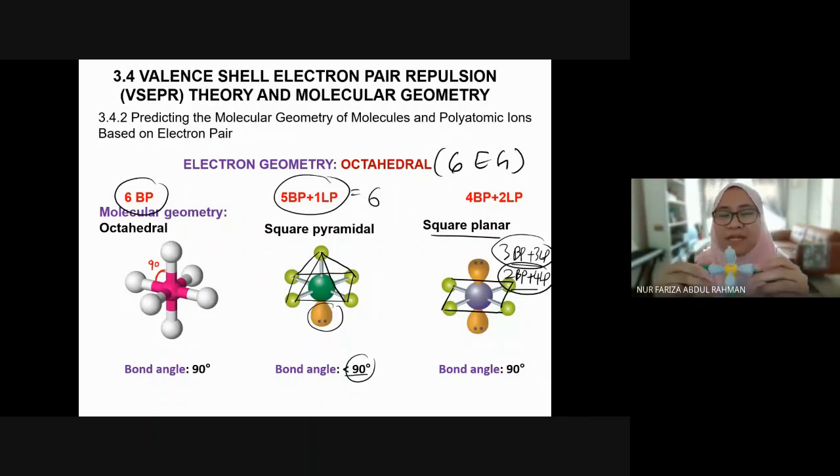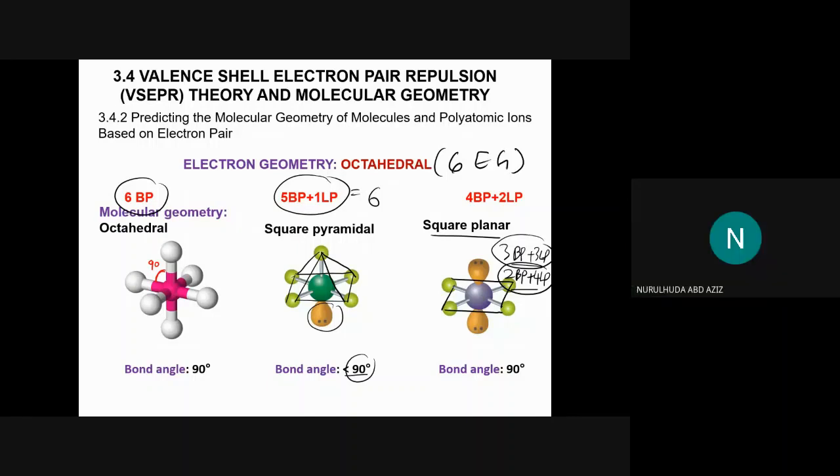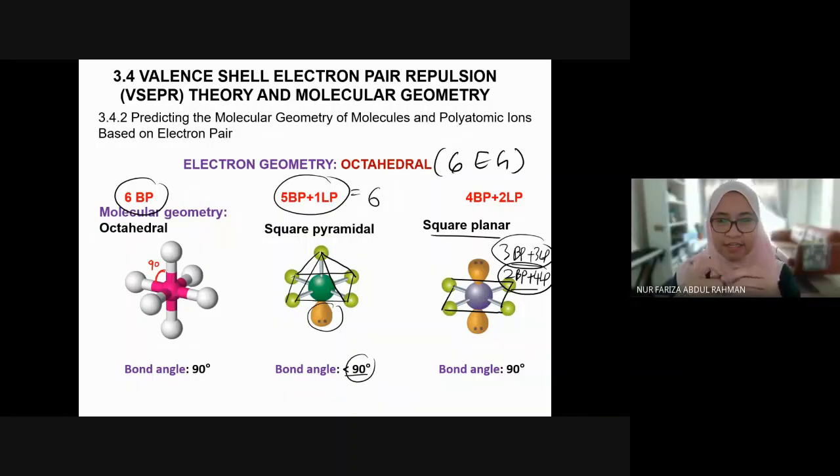So in order to minimize, we have to use whatever space available, whatever region available, and we have to maximize it. Okay, so it needs to be placed down here. Based on what I'm holding, it should be placed down here. So this is our fourth lone pair. Okay, as you can see, what is the molecular geometry now? Linear. Okay, it's linear.